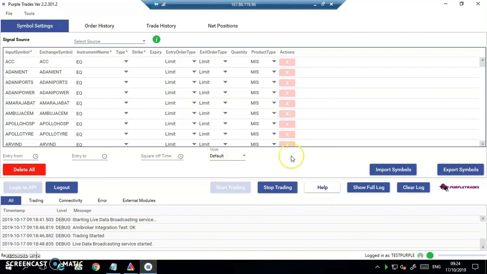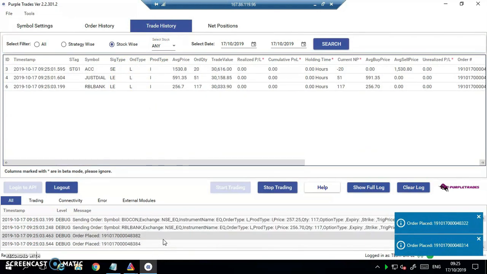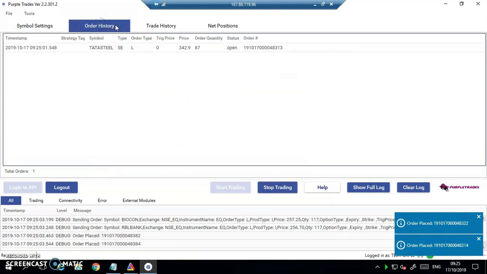I clicked on start trading also, and you can see at 9:25 all the orders are getting placed. So all the orders are placed and all the shares are worth rupees 30,000. You can see the trade value is showing 30,000.